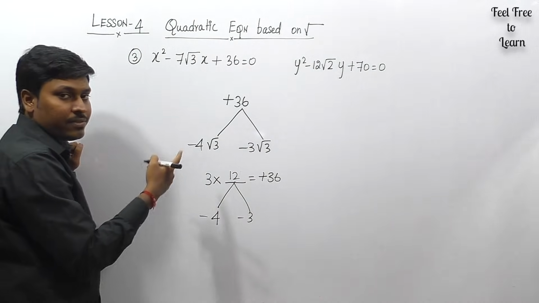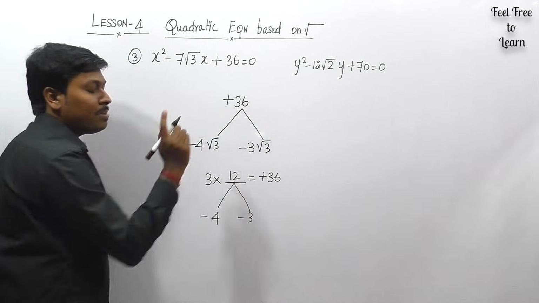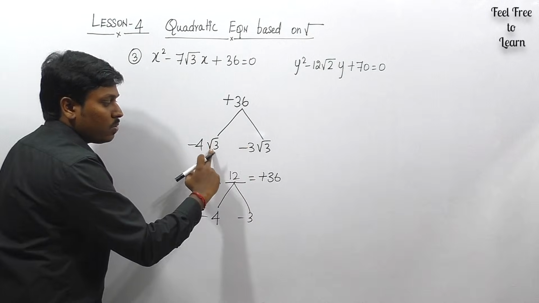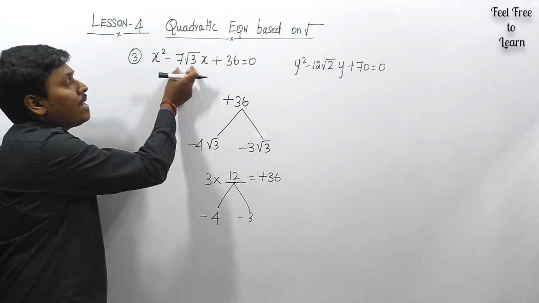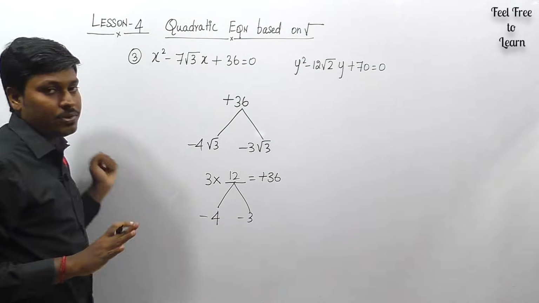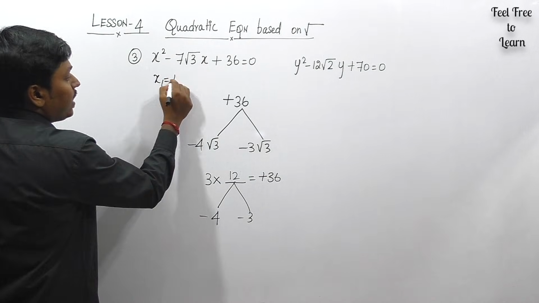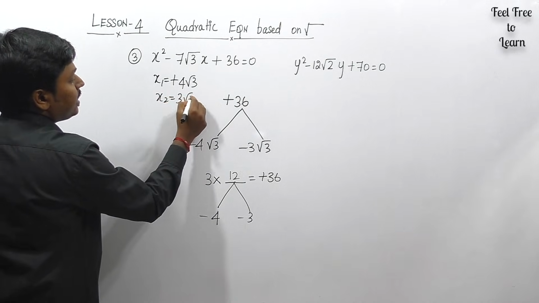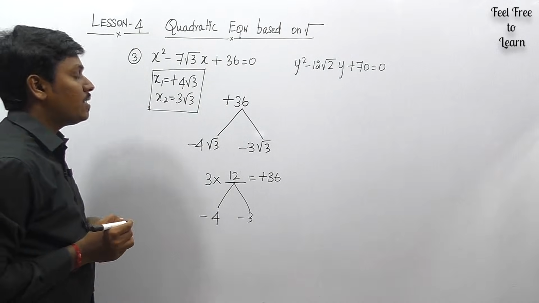If you have any doubt after finding the factors, you can check it, because when you multiply both the numbers, the resultant should be plus 36. Listen here, minus into minus will be plus. 4 into 3 will be 12, root 3 into root 3 will be 3, 12 into 3 will be 36. When we add both the numbers, the resultant should be minus 7 root 3, because minus 4 root 3, minus 3 root 3. So when we add both the numbers, the resultant will be minus 7 root 3. So finally we got the factors. x1: here it is minus 4 root 3, but while writing, plus 4 root 3. x2: here it is minus 3 root 3, but while writing, it should be plus 3 root 3. So finally we got the factors x1 is 4 root 3, x2 is 3 root 3.